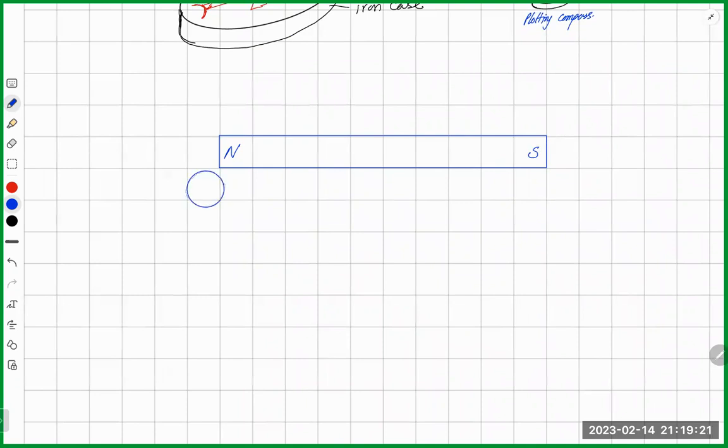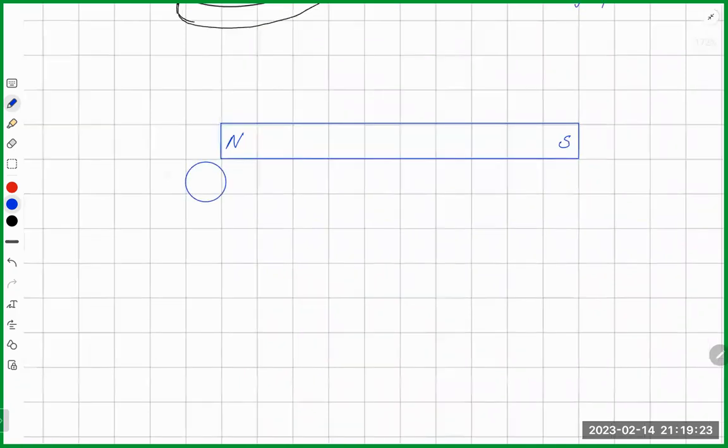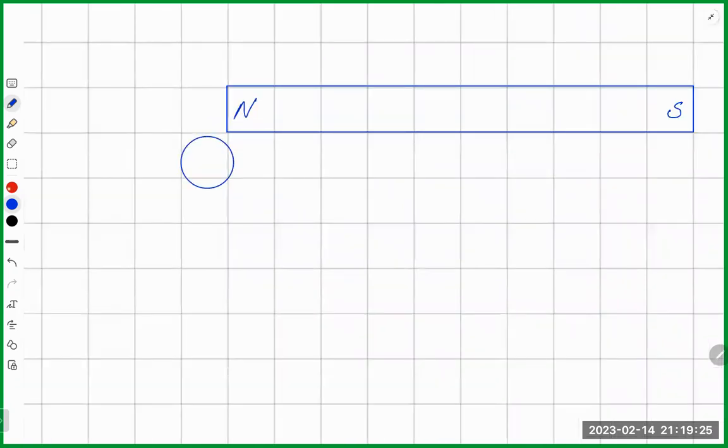What you do is you put your compass here. The compass has north and south poles. The south side will be attracted by the north, and the north side will be repelled. So this is how this needle should be. This needle will be pointing like this. The arrow will be exactly away from the north.